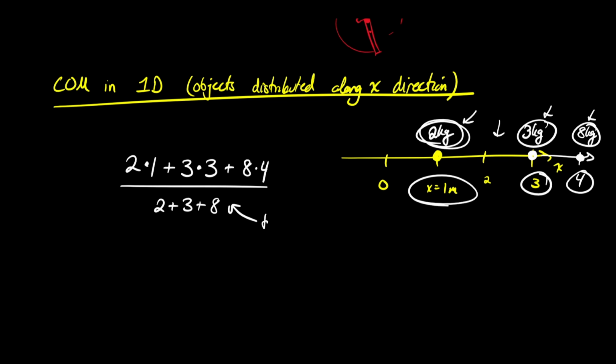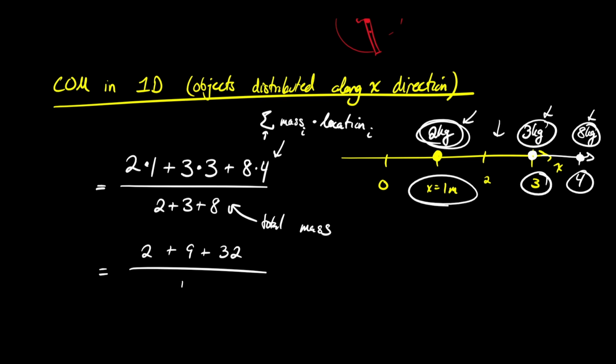And again, this is the total mass, and this is the mass of each object times its location, and you're going to add that up. I'll explain the symbol in a second. You're going to add that up for each of the objects. Okay, and if you go out and compute this, we have 2 plus 9 plus 32 divided by 13. And if I punch that in, it seems I've picked unlucky numbers: 3.31.